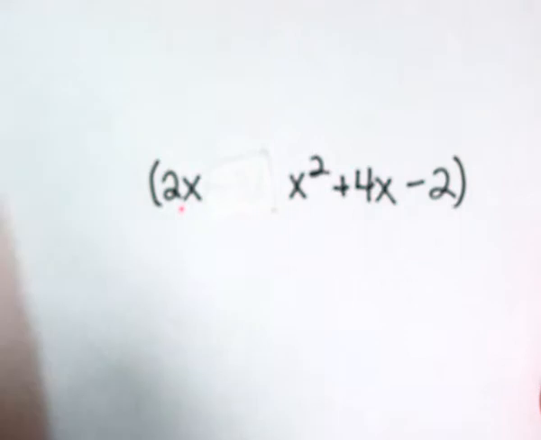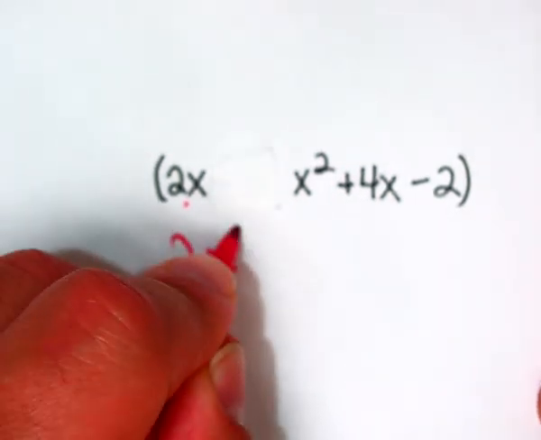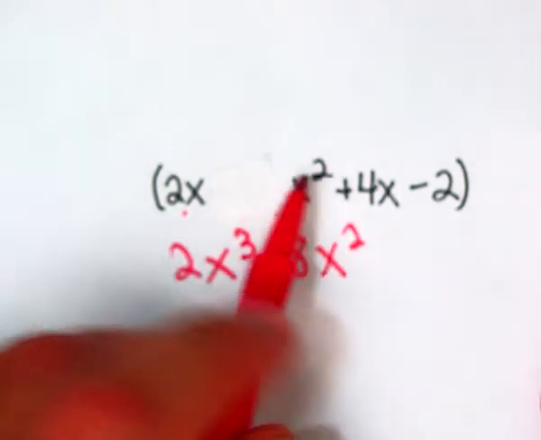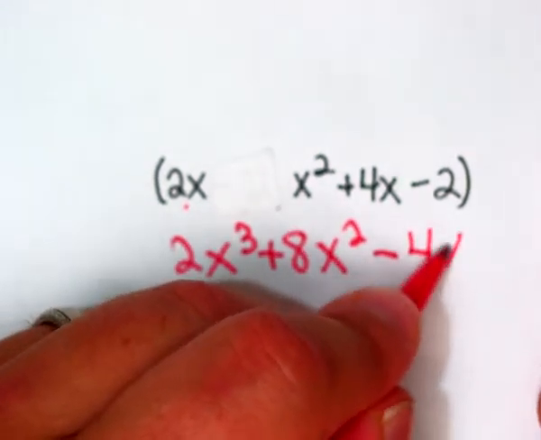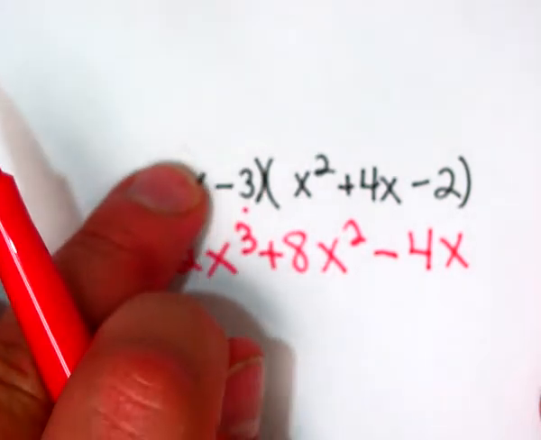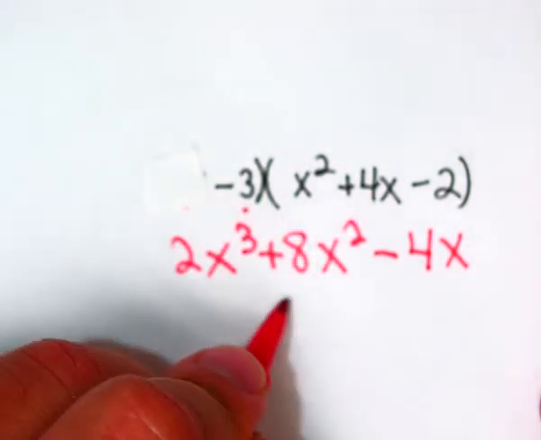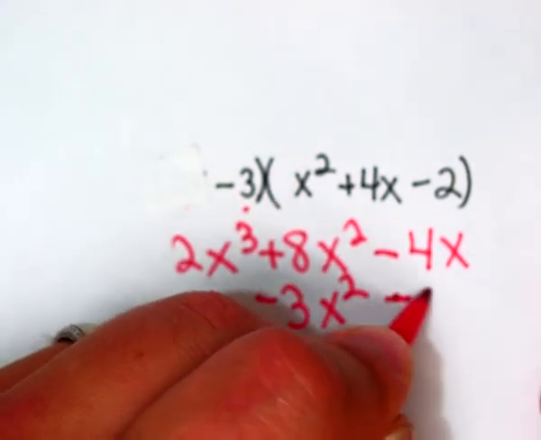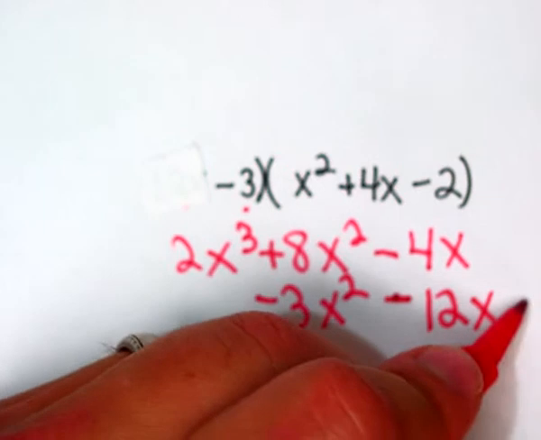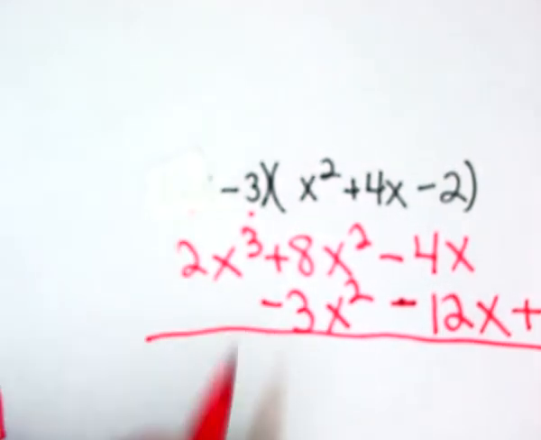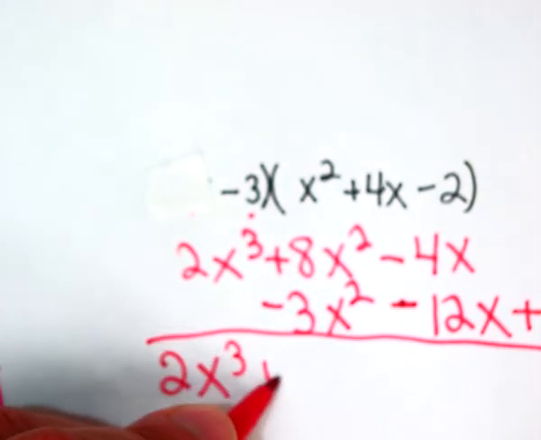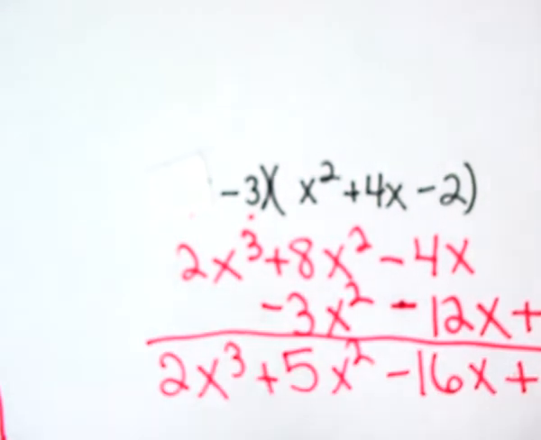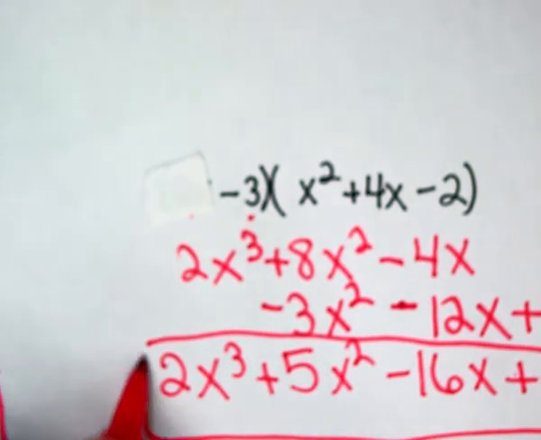So do 2x times x squared. We're going to have 2x cubed. 2x times 4x, we're going to have 8x squared. 2x times negative 2, we have negative 4x. And then let's move this over. Negative 3 times x squared, we have negative 3x squared. Negative 3 times 4x is negative 12x. And negative 3 times negative 2 is positive 6. Combine all these, we end up with 2x cubed plus 5x squared minus 16x plus 6. That's just combining straight down with our values, and this is our final answer.